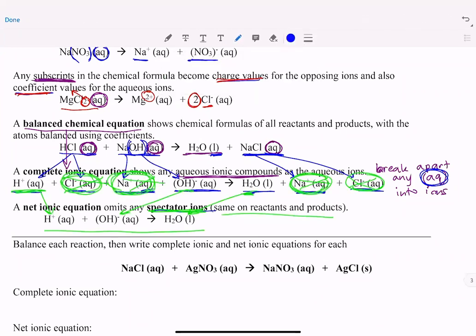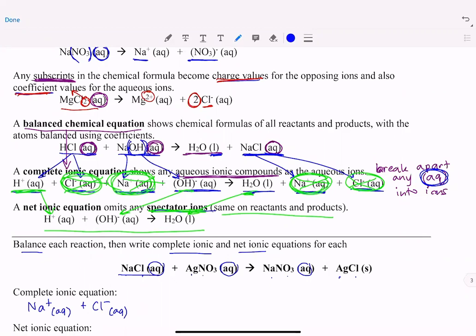Okay, so now let's give it a shot here. So down here, you want to take this, first balance it, then write the complete ionic equation and then the net ionic equation. So first, let's check that this is balanced. You have sodium on both sides, you have chlorine on both sides, you have this nitrate ion on both sides, and you have silver on both sides. So this is already balanced. Don't need to add any coefficients. For the complete ionic equation, you take anything that's AQ and you break it apart into the ions. So this is going to be Na plus AQ and Cl minus AQ, breaking this apart.